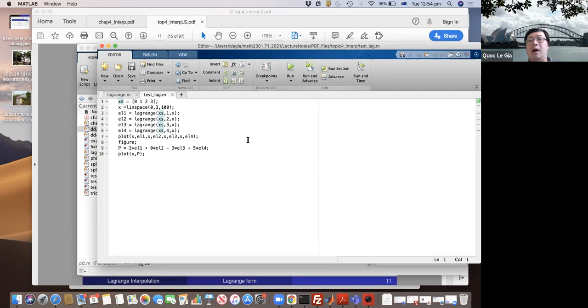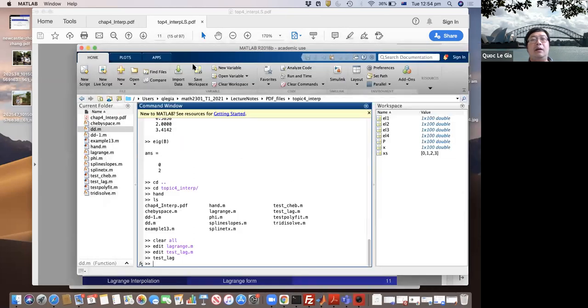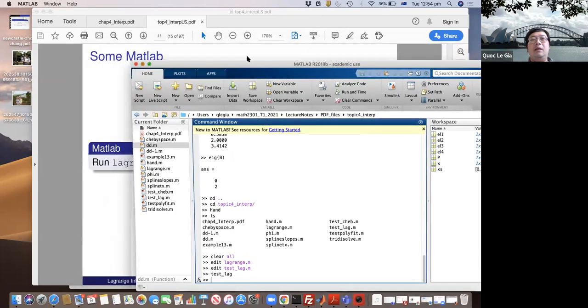How does it work? Which one? Why does it work? You mean the Lagrangian, or you mean the method or the math? Okay, the math I show you. So maybe let me go back to the slide.